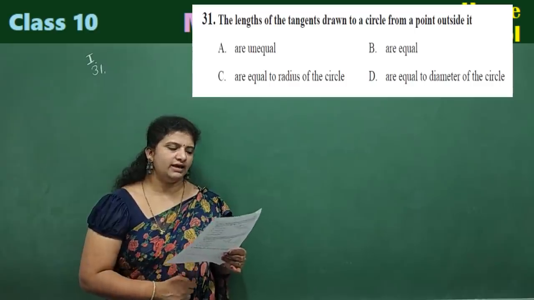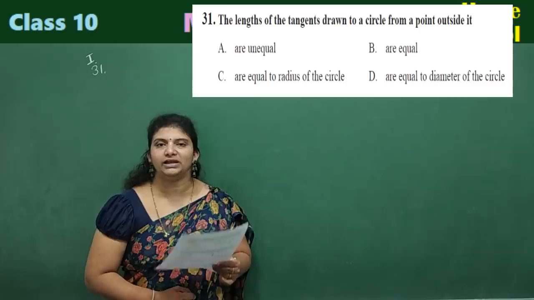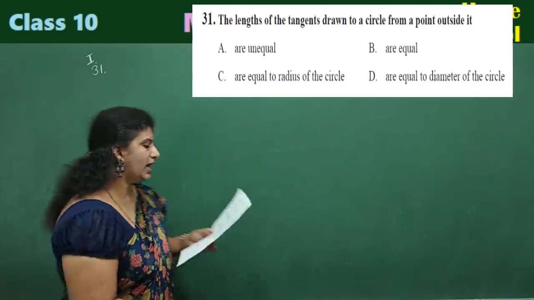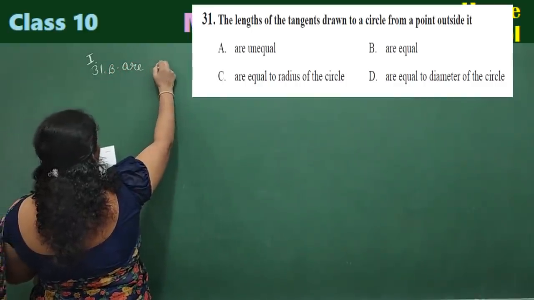Therefore, what you can say? Length of the tangents drawn to a circle from that point will be equal. Tangent's length will be equal. I go with the option B, are equal.